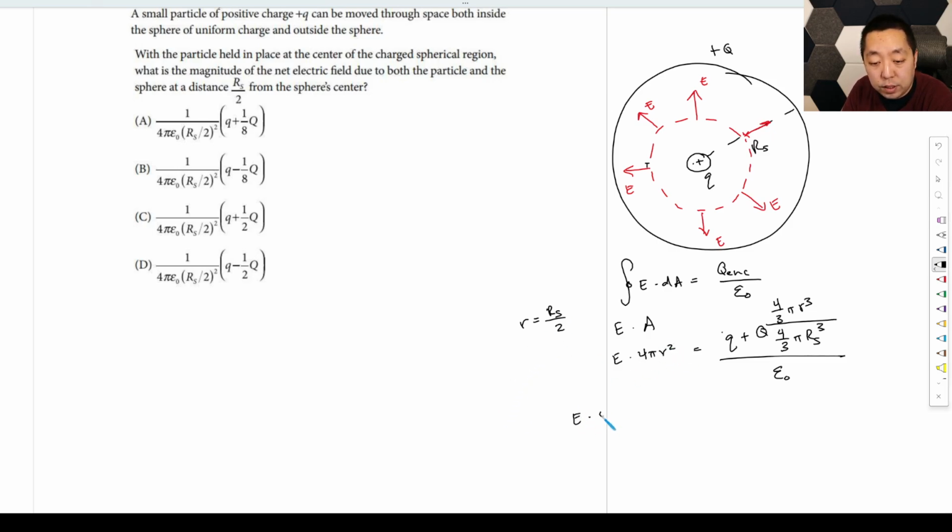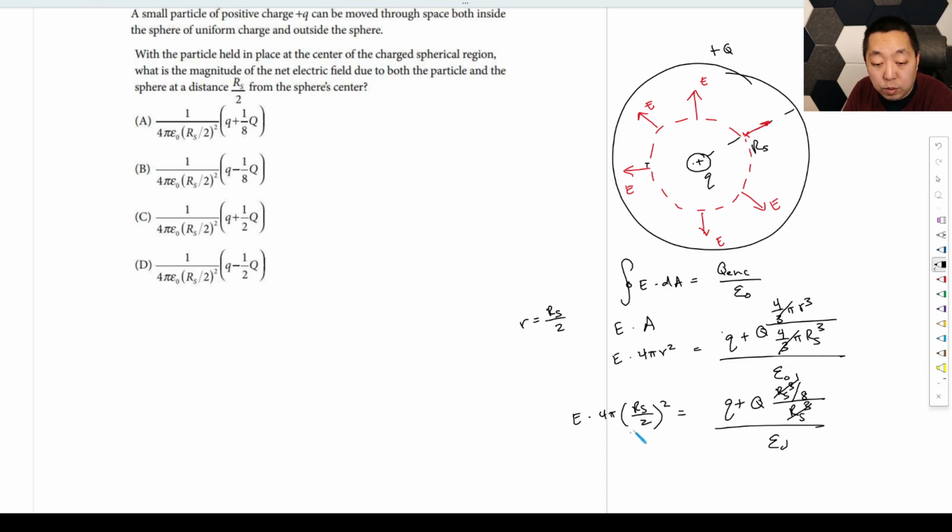So we're going to get electric field times 4 pi (rs over 2) squared is going to equal q plus this 4/3 pi cancels. This is going to be q times, if I cube rs over 2, it's going to be rs cubed over 8 over rs cubed over epsilon naught. The rs cubes cancel, and this becomes 1/8.